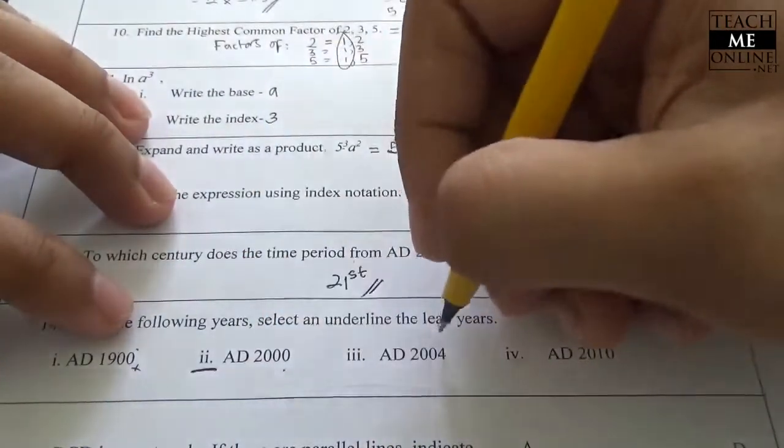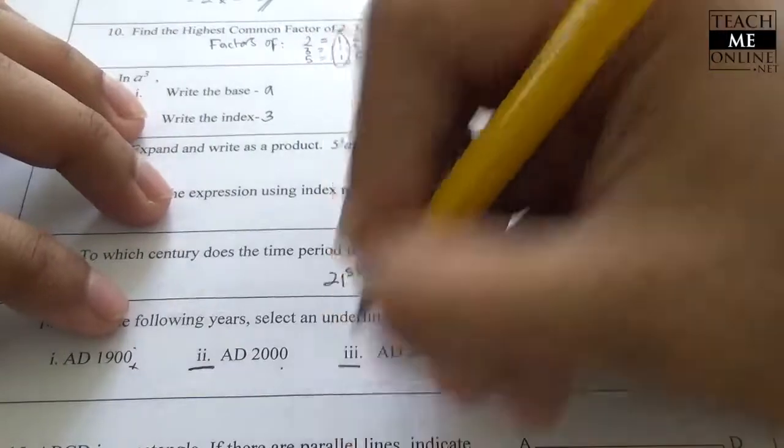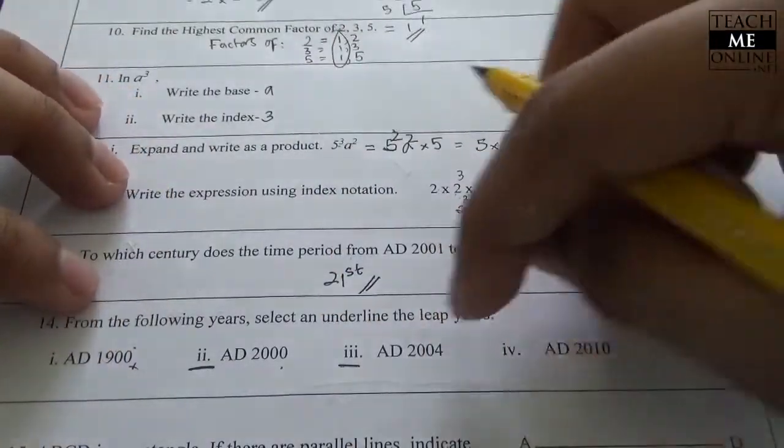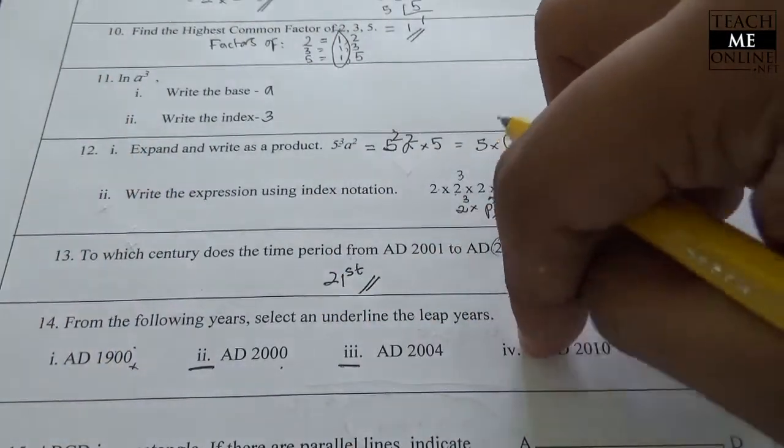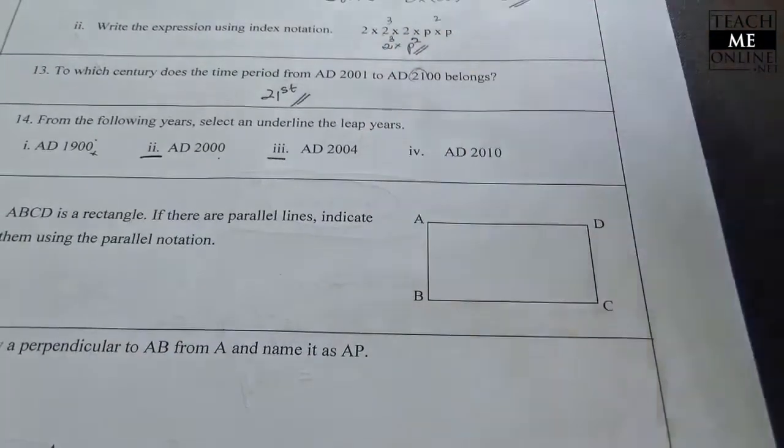2004 is 4 years after this, so it's a leap year. It's divisible by 4. So 2004 is a leap year, 2008 is a leap year, 2012 is a leap year, 2010 is not a leap year.